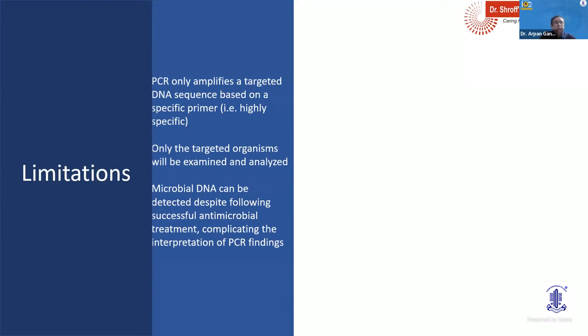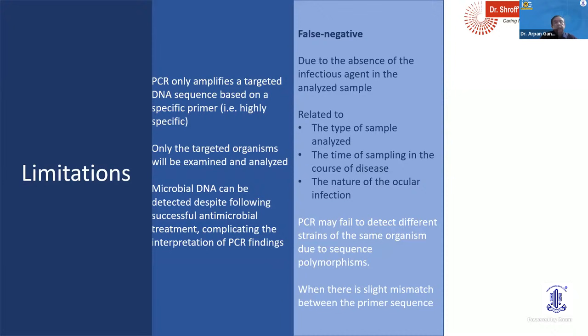But what are the limitations? It is amplifying a targeted DNA sequence based on a specific primer. Only targeted organisms are being examined and analyzed. DNA can be detected despite antimicrobial treatment, complicating the interpretation of PCR. So are we really there? False negatives can occur if the infectious sample is not being analyzed; the type of sample being analyzed and the time of sampling are extremely important, and it may fail to detect certain strains due to sequence polymorphisms.